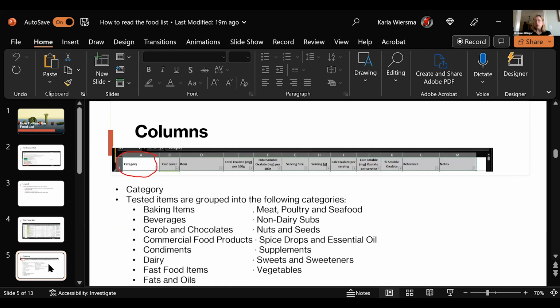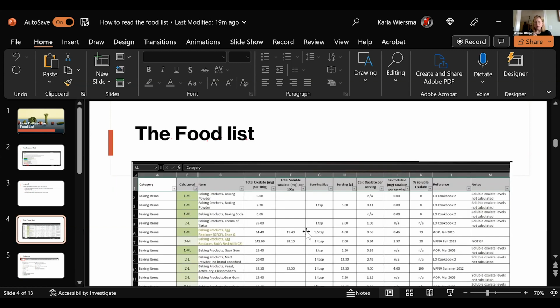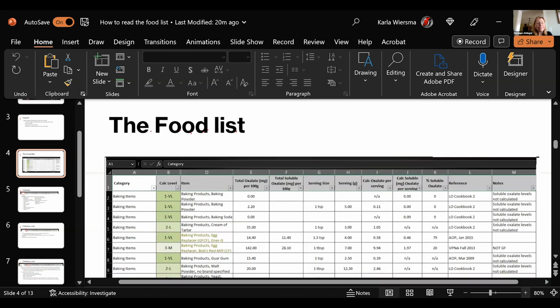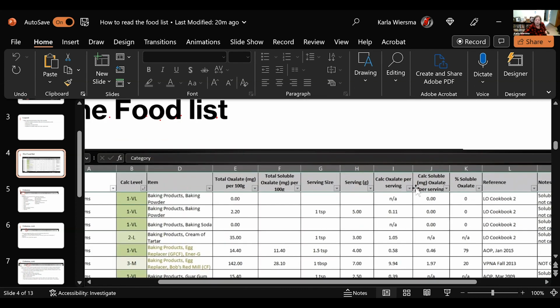Before you switch, can we waltz down a row and discuss how the row lays out? The one I'm thinking of is where it's 142 milligrams of oxalate in a 100-gram serving. Oh, baking products, egg replacer, Bob's Red Mill. That one right there. Okay. And the reason I picked this one is that here we have a product where the calc level says medium.